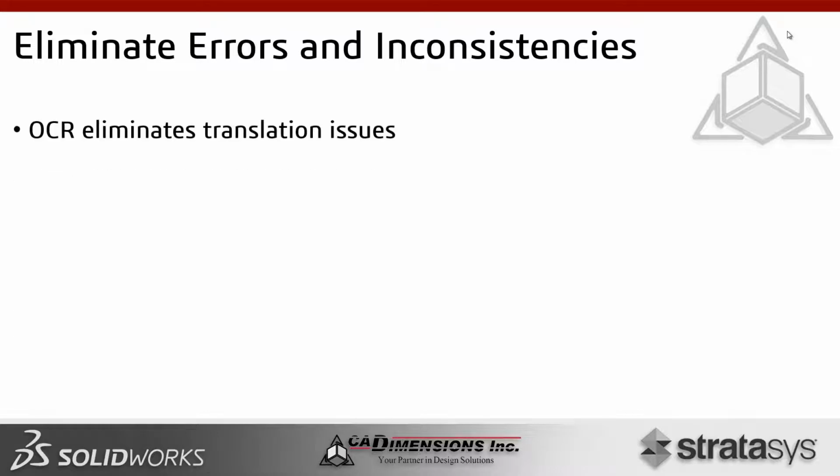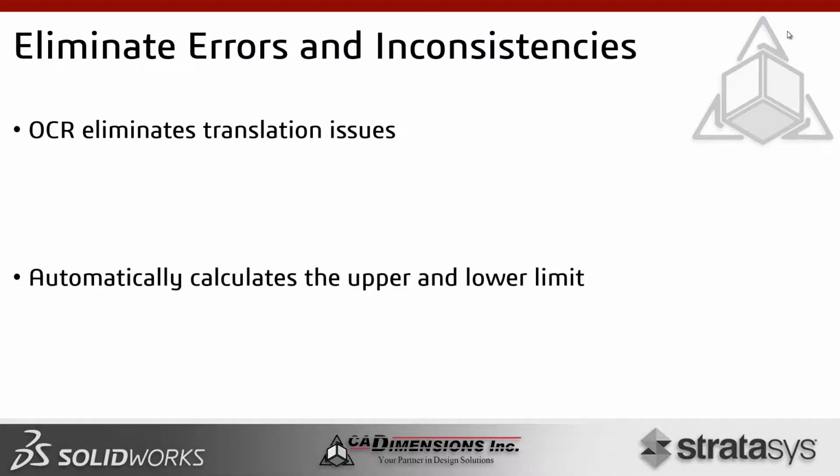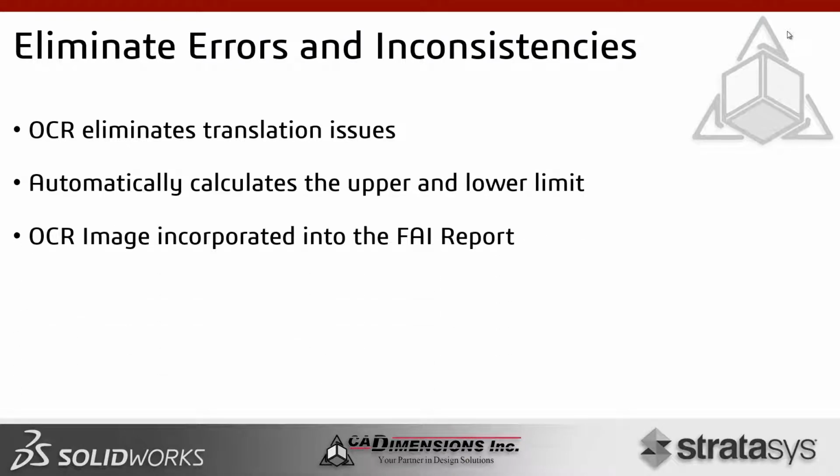Eliminating errors and inconsistencies, right? We just talked about the OCR, the optical character recognition, and how it goes through and does things in the background for us. And this eliminates errors because it eliminates translation issues, because it just knows the value. It knows the value, it applies your plus and minus tolerances and makes it so you don't actually have to do the math. So it removes a lot of that stuff for you.